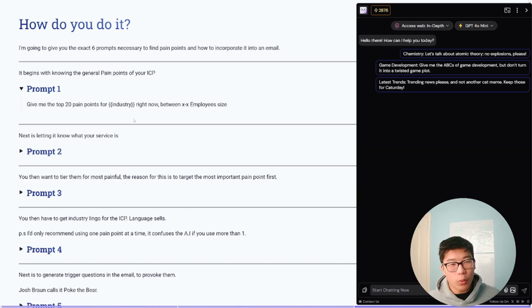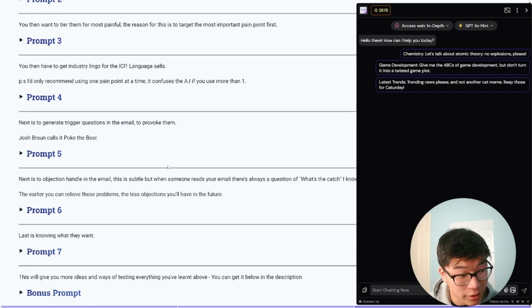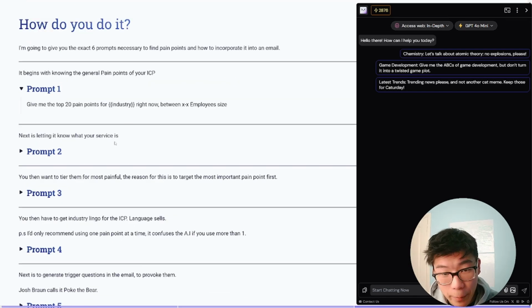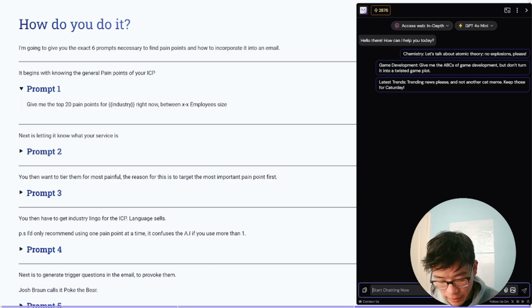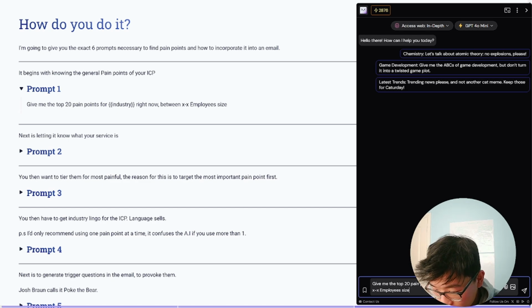So, prompt one. This is a 7 prompt series, and you basically go through this and figure it out. I'll explain my thought process and why this is really important. So: give me the top 20 pain points for our industry. Those are the top 20 pain points. You want to figure out what their pain points are.